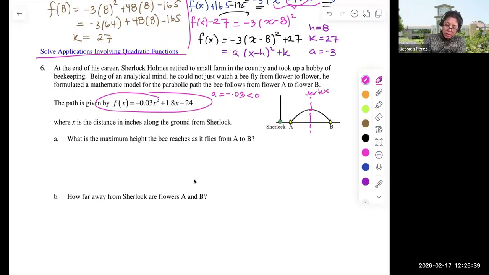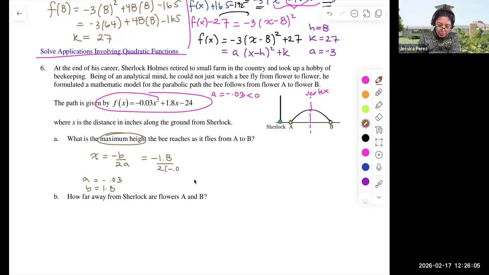So then, therefore, we are going to be using the formula for finding the vertex. We want to find the maximum height. So the maximum height, if we use x equals negative b over 2a, in this case, a is negative 0.03, b is 1.8, and we don't need c. So let's substitute negative 1.8 divided by 2 times negative 0.03. If we punch this on our calculator, we're going to get 30.